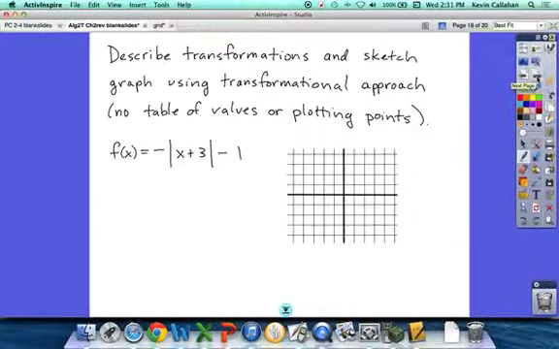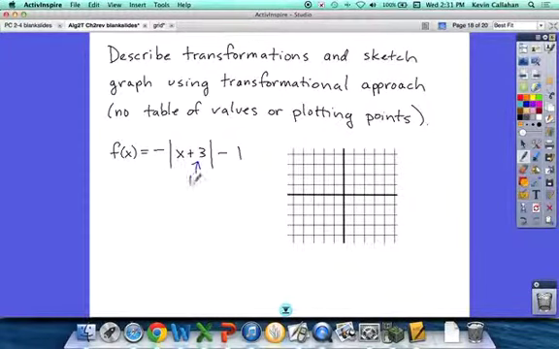Okay, these are the directions on the test too. Describe the transformations and sketch the graph using the transformational approach, meaning understanding the parent function as a v, opening up, vertex at the origin, and then just shift it around. I don't want to see any table of values plotting points. Right? Show that you understand the graph. What are the transformations in this equation?